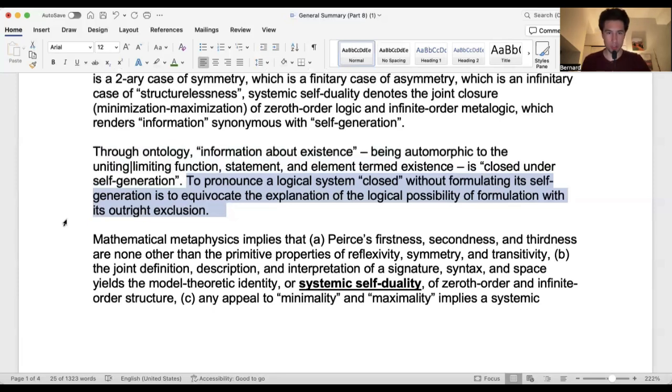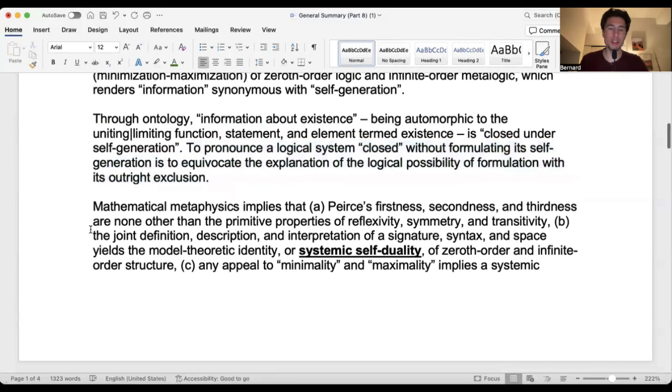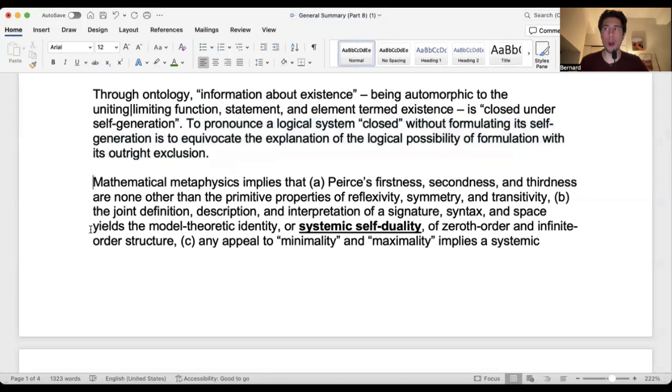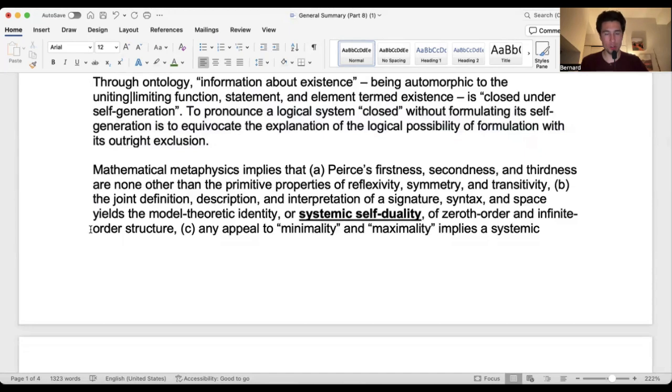Okay. And so that's akin to basically conflating the explanation of the logical possibility of formulating or generating a system, opening a system, with its outright exclusion. Now, that's obviously a contradiction, right? You can't explain something by excluding its explanation, right? And if you throw up your hands and say, well, science is never going to explain why anything exists, well, then we've got to update the scientific method, right? In terms of the syntactic or teleodynamic method.